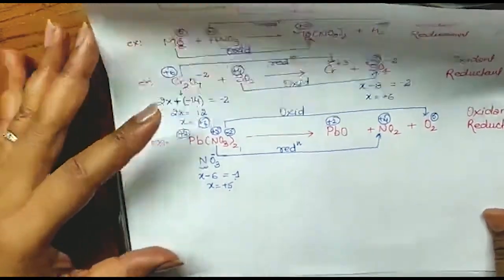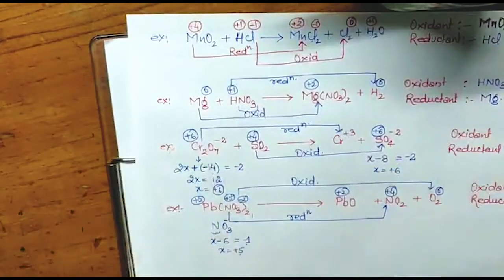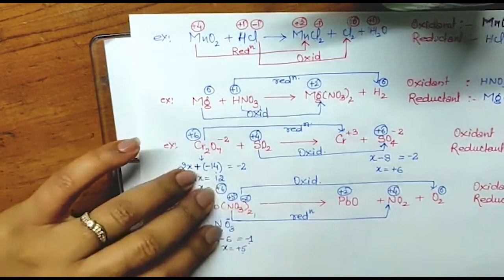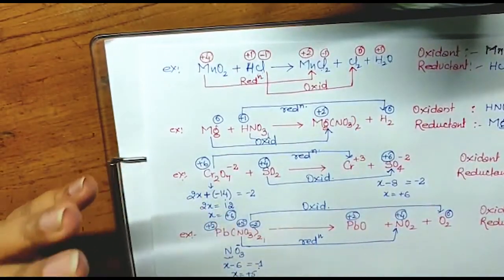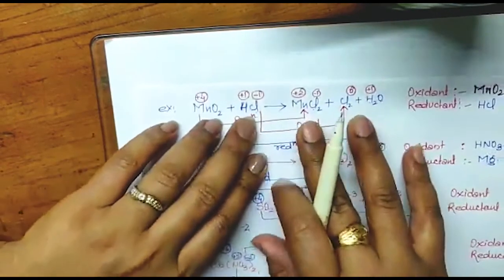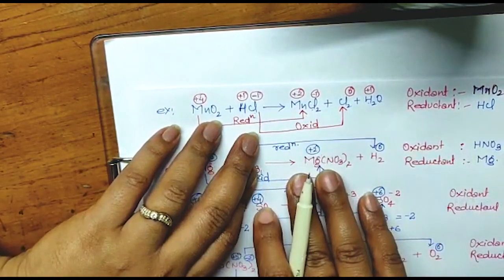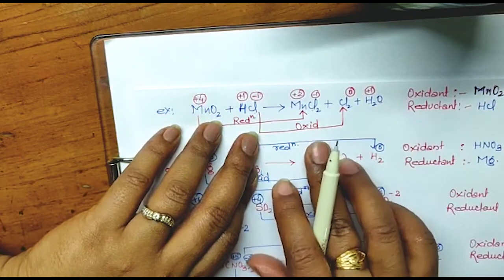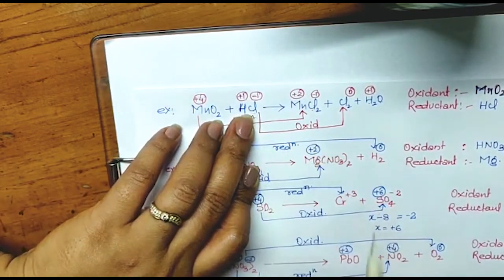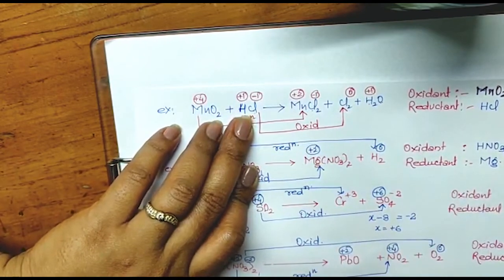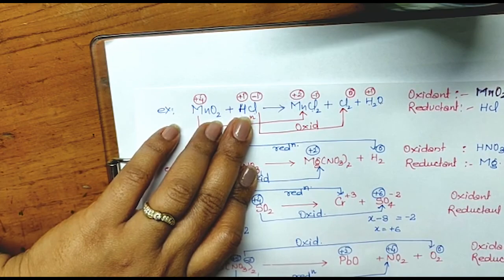One thing I'm going to conclude. If I ask in this, name the substance which is undergoing oxidation, what will you say? HCl. Got it? So the one which is undergoing oxidation will also be known as the oxidizing substance.